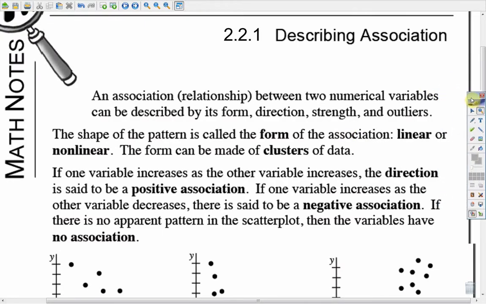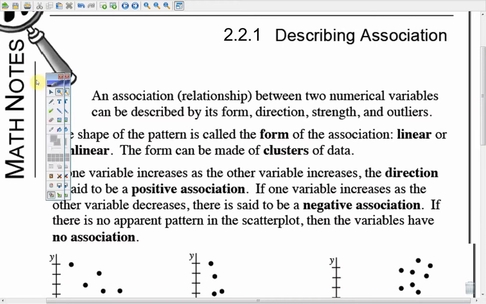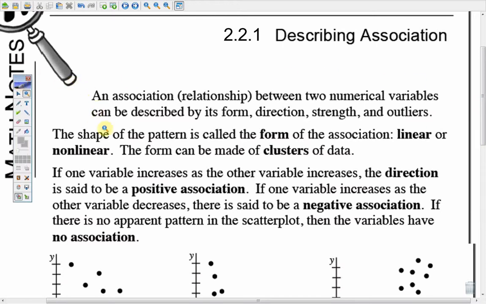Alright, so an association or relationship between two numerical values can be described by its form, direction, strength, and outliers. The shape of the pattern is called the form of the association. So that can be linear. In this case, we're just going to call it linear or non-linear. There are other names for the forms, but for now we'll stick to those. The form can be made of clusters of data.